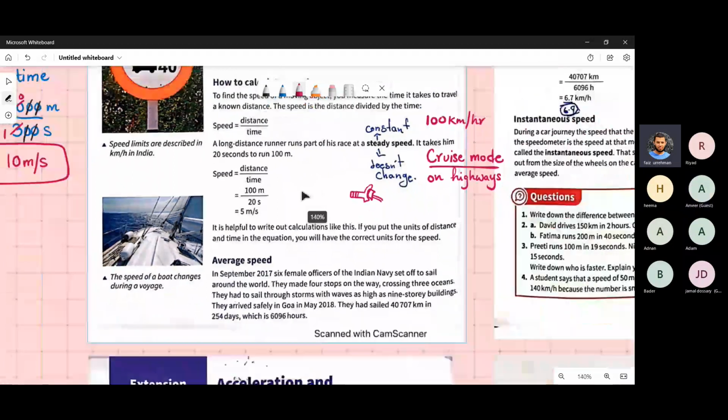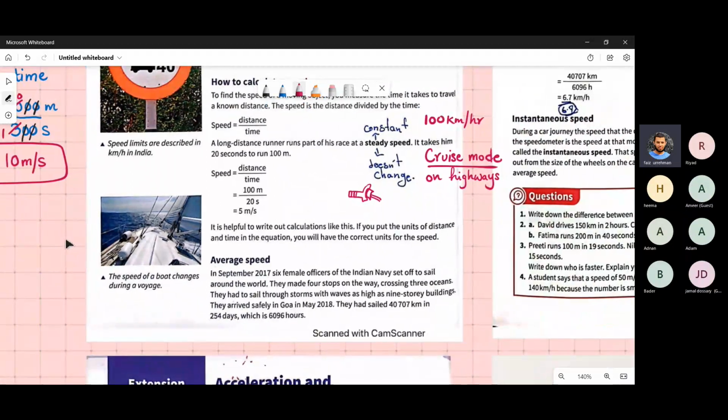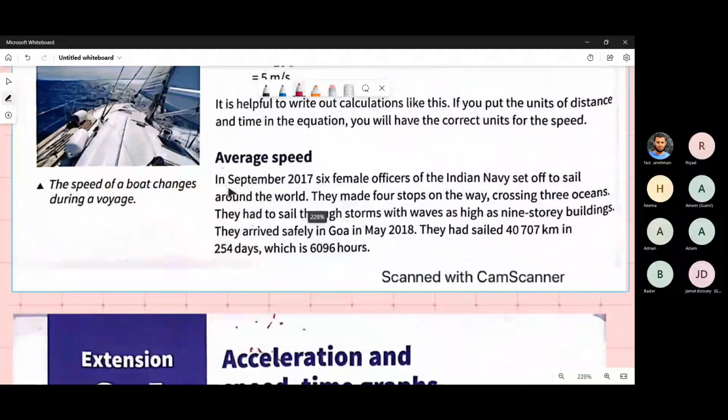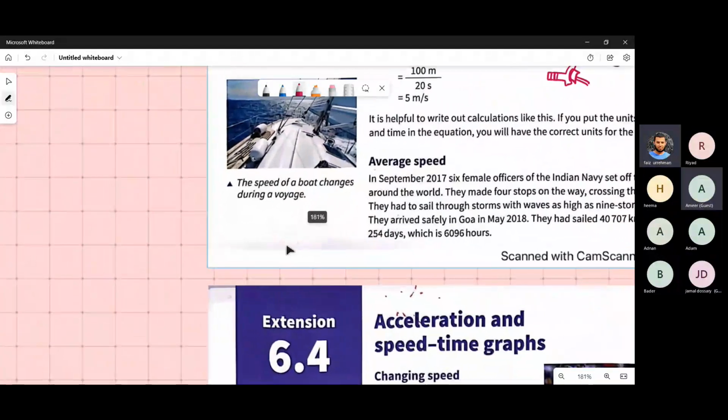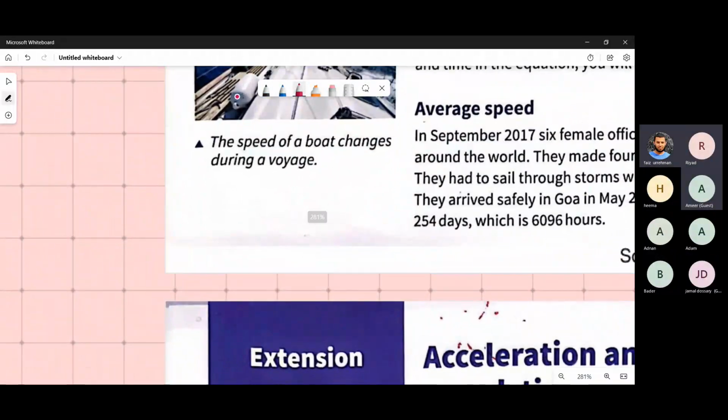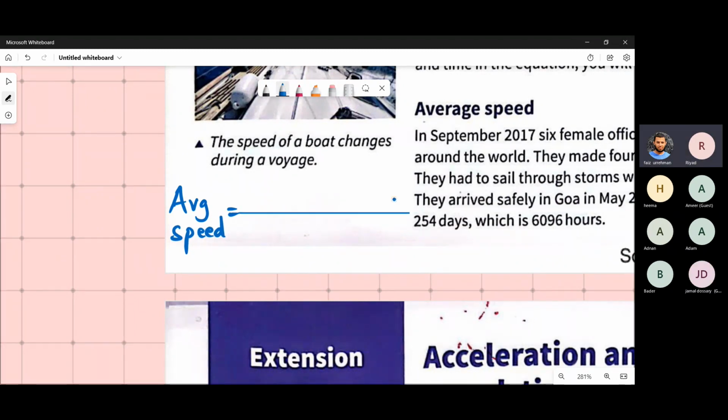Okay, average speed. Now, what is average speed? The total distance and the total time. Total distance over total time. The students already know the concept, then I can rush quickly. So average speed is what? Total distance over total time. Divide them.